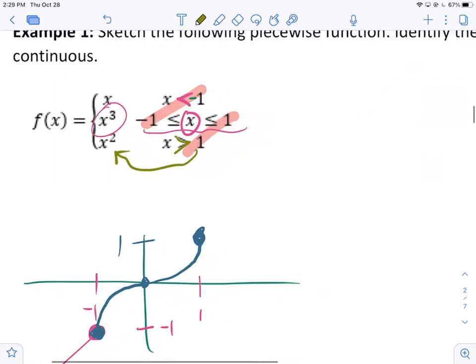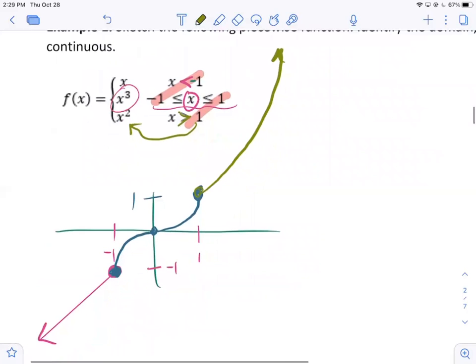And now I know what X squared looks like. It would kind of come up like this. You know, you can imagine like drawing it going through the origin, but you don't want to draw it over there. So there's what the graph looks like.